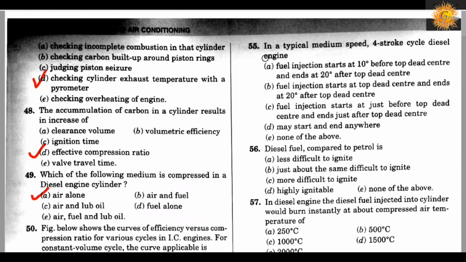Question number 55. In a typical medium speed 4-stroke cycle diesel engine, option A, fuel injection starts at 10 degrees before top dead center and ends at 20 degrees after top dead center. Option B, fuel injection starts at top dead center and ends at 20 degrees after top dead center. Option C, fuel injection starts just before top dead center and ends just after top dead center. Option D, may start and end anywhere. Option E, none of the above. So the correct answer is A, fuel injection starts at 10 degrees before top dead center and ends at 20 degrees after top dead center.